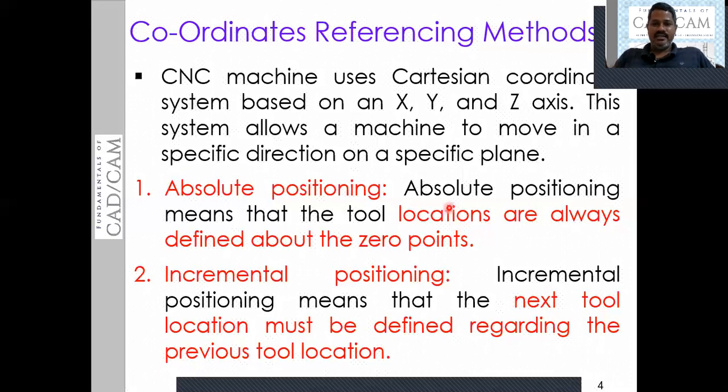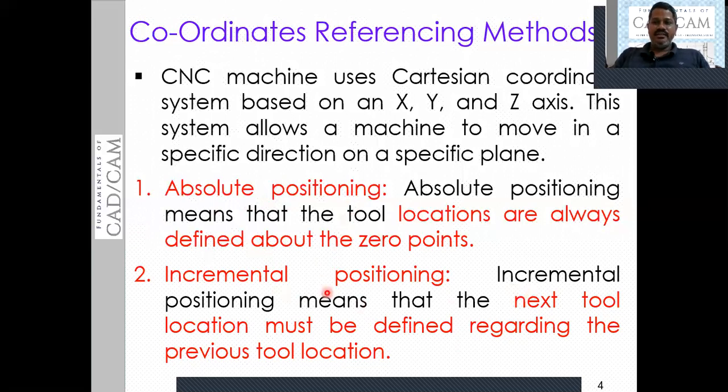Just like x, y, z, assume that we have one x-axis and z-axis, and their intersection is called the origin. With respect to this point, we are going to provide all the values. Similarly, in this case also, we have one reference point or 0 point or absolute point. With respect to that absolute point, we will provide the locations and the reference coordinates to give the motions for the tool and to give the motions for the table. This is absolute positioning. So we have one fixed point, and with respect to that absolute point, all the locations are going to refer. This is called absolute positioning.